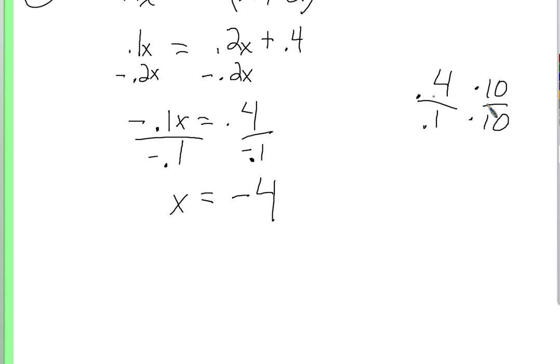What is 0.4 times 10? 4. Move the decimal over once, so you get 4. 0.1 times 10 is 1. There you see, 4 over 1 is 4. 0.4 is 4 times bigger than 0.1. So if I divide 0.4 by 0.1, I get 4. If I divide 0.4 by negative 0.1, I get negative 4. Okay. What was our other one?